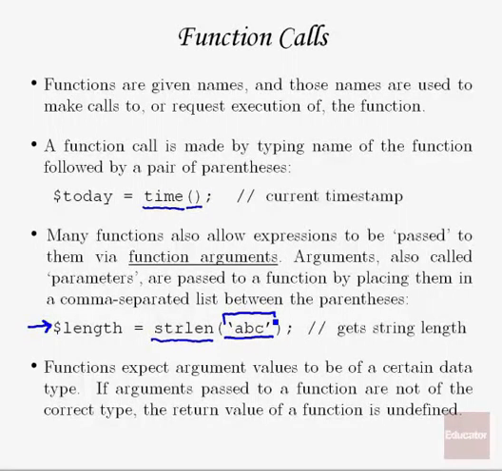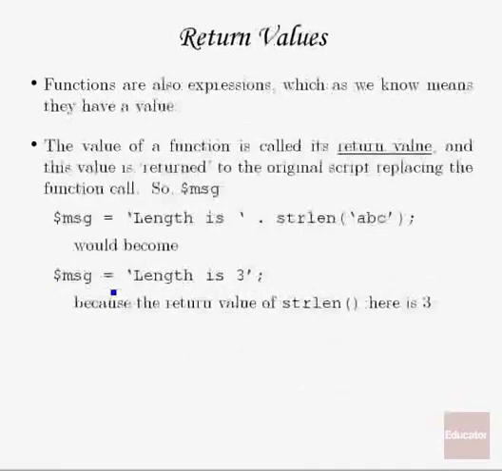And one thing to note is that functions expect their argument values to be of a certain type. In this case, for example, for string length, obviously you pass in a string. If you pass a function arguments that aren't of the correct type, the return value, which we'll learn about in a minute, of the function is undefined, which basically states that the way the function will work is unknown. Another thing to mention is that sometimes you'll see function arguments referred to as parameters.